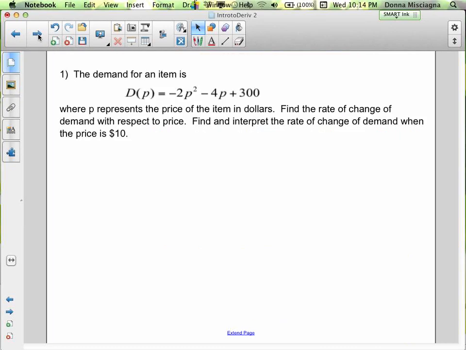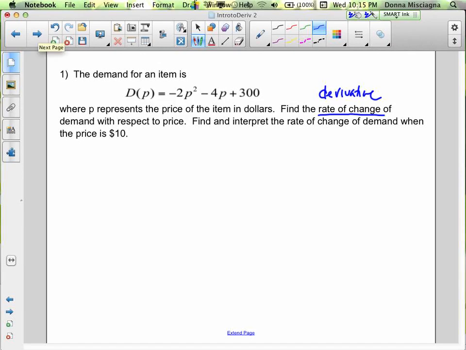All right, so here we have a real world problem. The demand for an item is d of p equals negative 2p squared minus 4p plus 300. It's a function there, where p represents the price of an item in dollars. We want to find the rate of change, right? That is derivative. If it said average rate of change, right, that would be the slope of the secant line, right? But it is the rate of change, so it is the derivative, instantaneous rate of change.